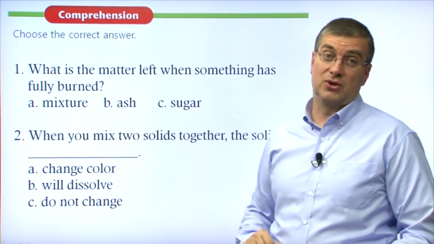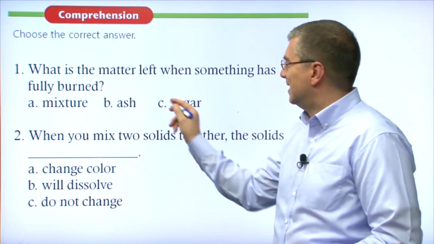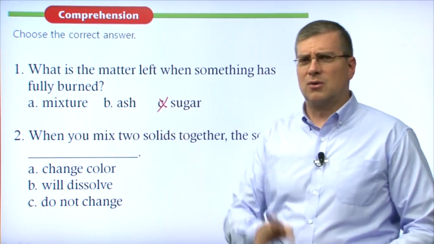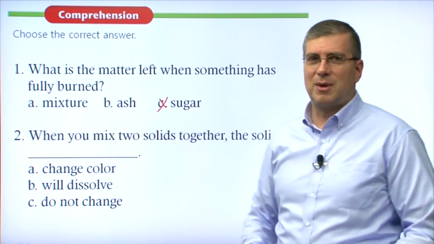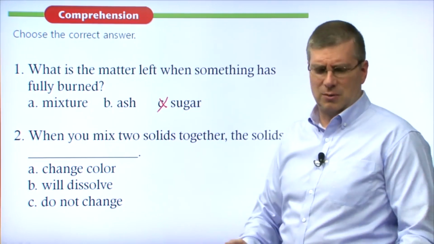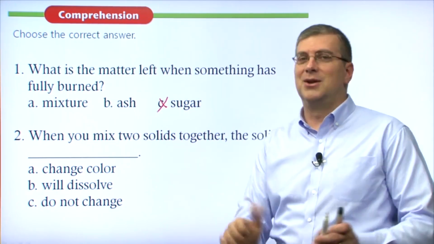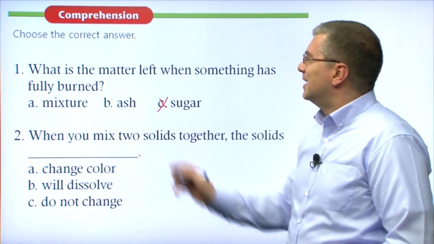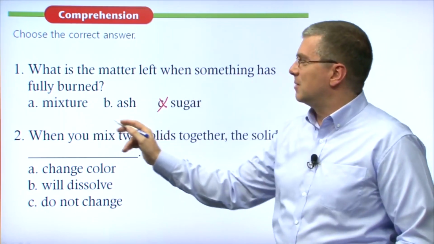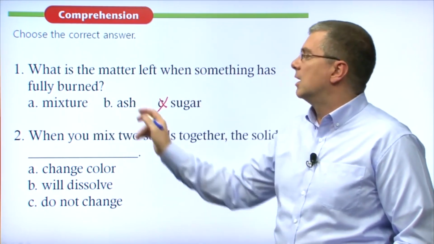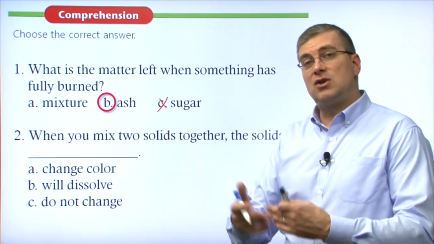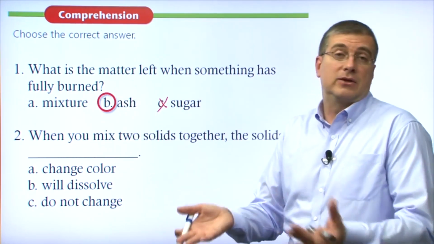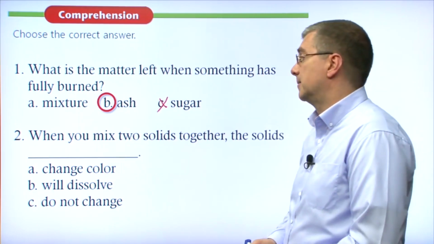Huh, it would be great if it was sugar, but I'm sorry it's not sugar. Don't go around burning things. By the way, be very careful with fire, right? But if things change into sugar, maybe people would be burning things, you know, burn a piece of paper, get some sugar. Yeah, no, that's not true. Okay? So what is the matter left when something is fully burned? Is it a mixture or is it ash? Of course, the right answer is ash, right? When you burn something, it changes into something black or gray. That's called ash. So that's what's left over.